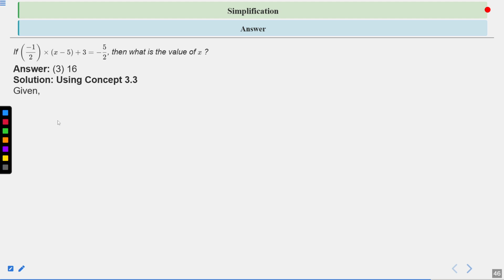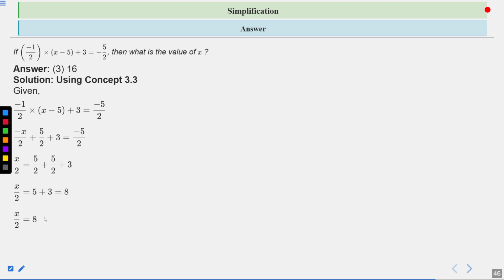So given that this expression is 1 by 2 into x minus 5 plus 3 equals minus 5 by 2. So we can simplify it. We can write it in the form of minus x by 2 plus 5 by 2 plus 3 is equal to minus 5 by 2. So what we get? We get x by 2 equals 5 by 2 plus 5 by 2 plus 3 when we change the side. So we get x by 2 equals 5 plus 3, which becomes 8, because 5 by 2 and 5 by 2 will become 5. So 5 plus 3 becomes 8.